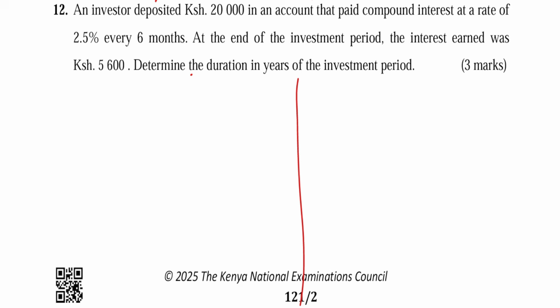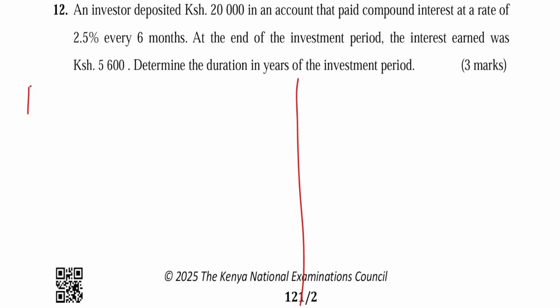Question 12. An investor deposited 20,000 in an account that pays compound interest at a rate of 2.5% every 6 months. At the end of the investment period, the interest earned was 5,600. Determine the duration in years of the investment period. So basically, this is an easy question, but it's somehow tricky.